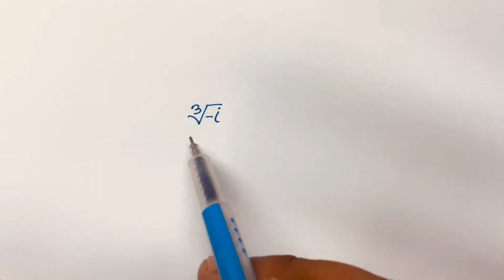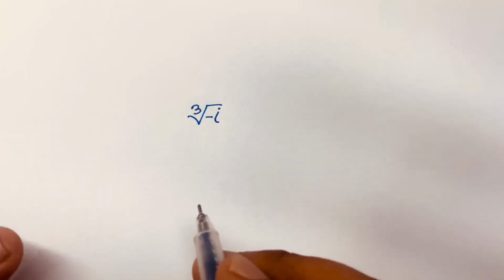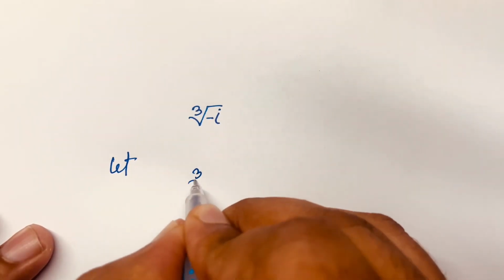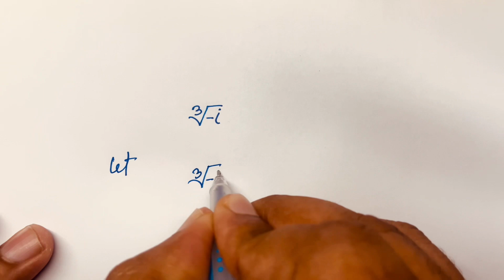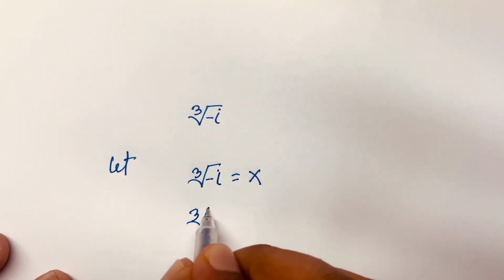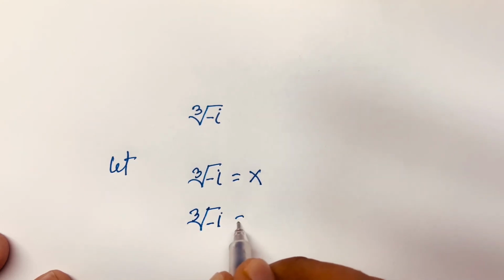How to solve the cube root of minus i. So let's start. Let the cube root of minus i be equal to x. Then the cube root of minus i is equal to x.